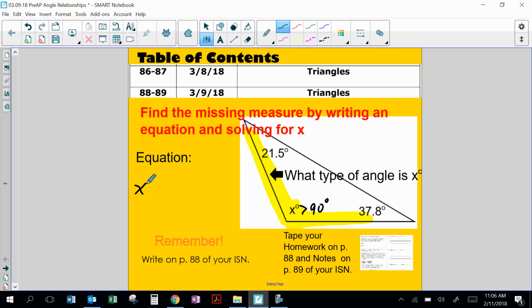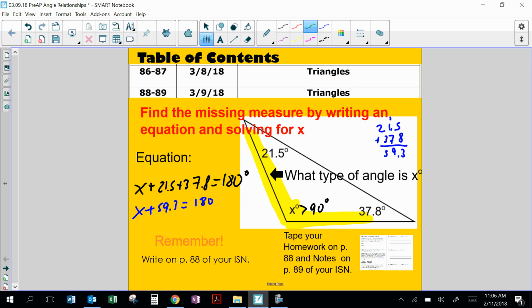So we have x plus 21 and 5 tenths plus 37 and 8 tenths equal 180 degrees, because the three interior angles have a sum of 180 degrees. So if we add 21 and 5 tenths to 37 and 8 tenths, 8 plus 5 is 13, carry the 1, 7, 1, 1 is 9, 2 plus 3 is 5. So x plus 59 and 3 tenths equals 180.